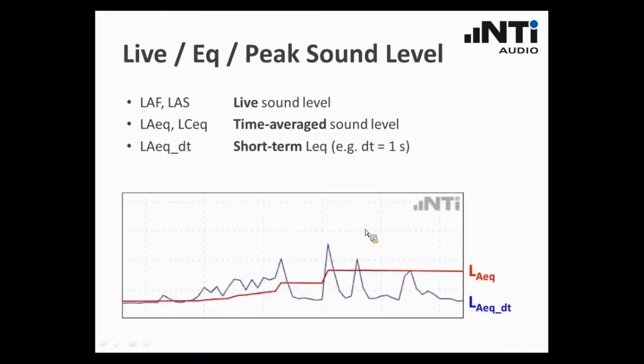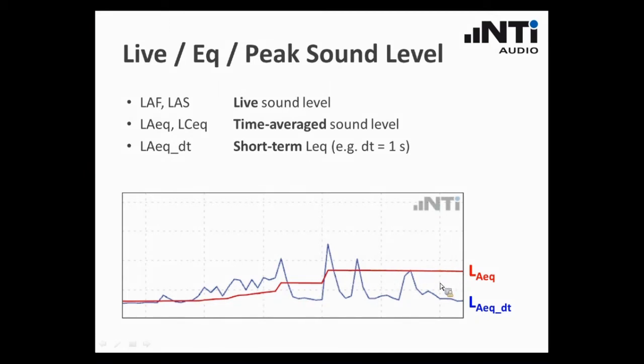In most cases, we also want to record and monitor the history of the sound. We want to take a look at what has happened during our recording period. The LAF or the LAS are less suited for different reasons, and for that reason, in most cases, we use the short-term LEQ, which means that we are averaging the LEQ in small slices, for instance every second or every 5 seconds, depending on the application. You see down here in this graph, the blue curve is the LAEQ DT, the short-term LAEQ, which gives us information about the sound level at the corresponding time, and we have the averaged LAEQ over the whole recording period.